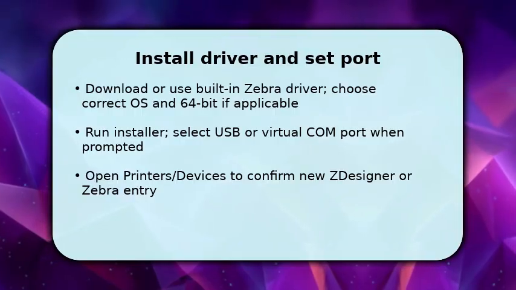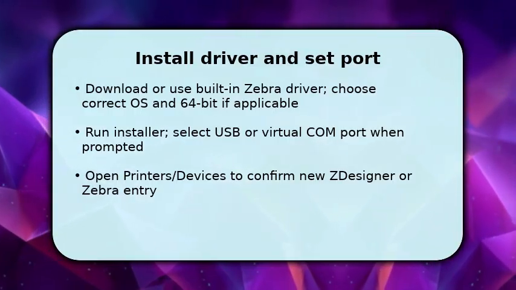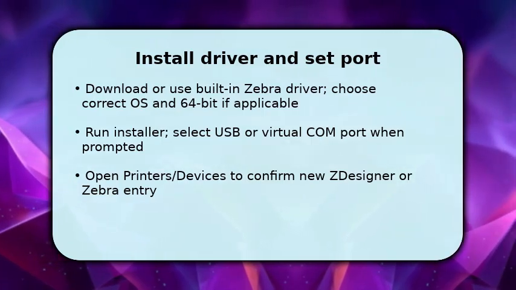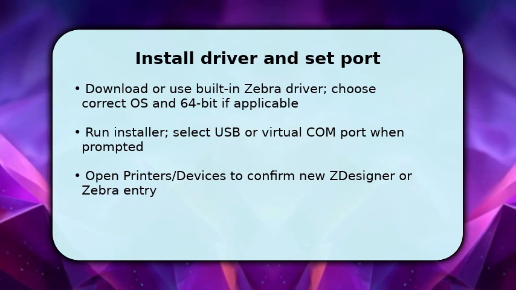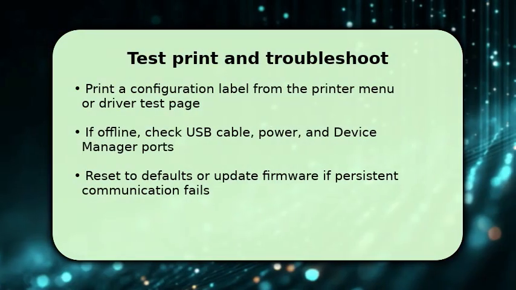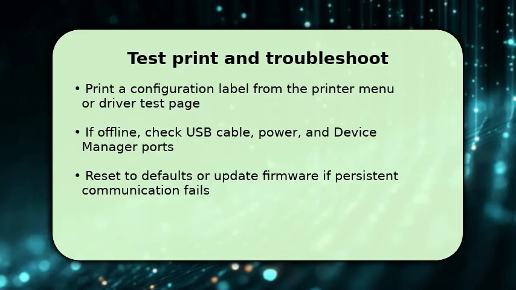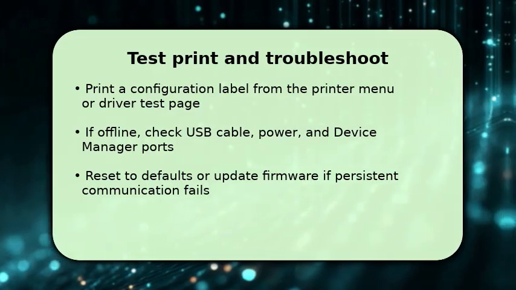Once finished, open your system's printers or devices panel to confirm a Z Designer or Zebra entry appears. If it shows but is offline, you'll adjust port settings in a moment. To finish, print a configuration label directly from the printer menu or use the driver's test page. This verifies communication and label formatting.